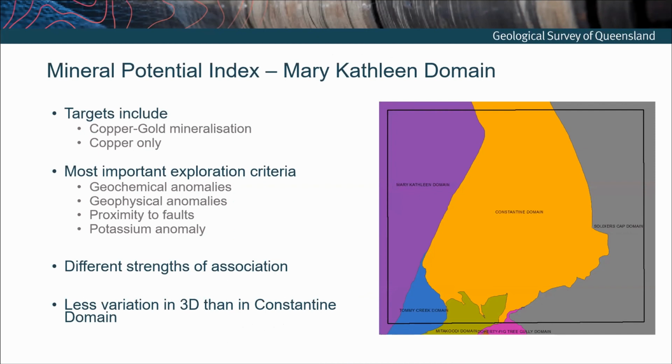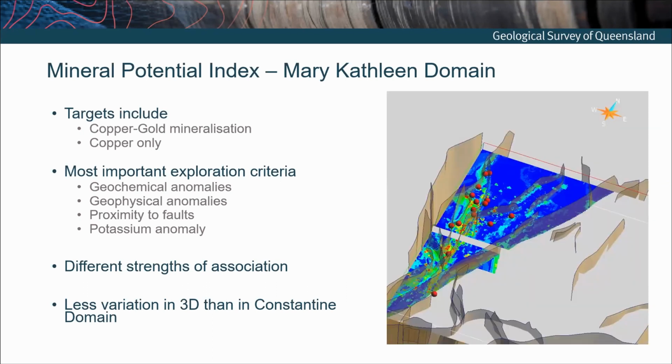One of the only differences was that the potassium anomaly was quiet, and there were different strengths of association between these exploration criteria, as seen in Constantine. But saying that, there is a lot less variation in 3D than in the Constantine domain, and I suspect part of that is because we still don't have a fully good idea about all the geology at depth, without drilling every 100 meters to map it out.